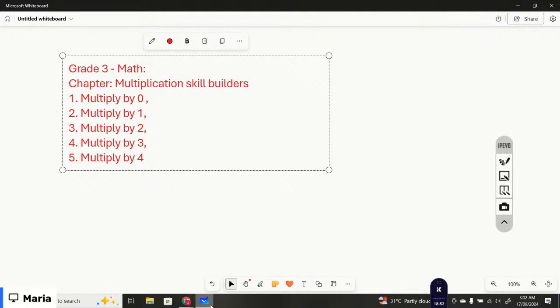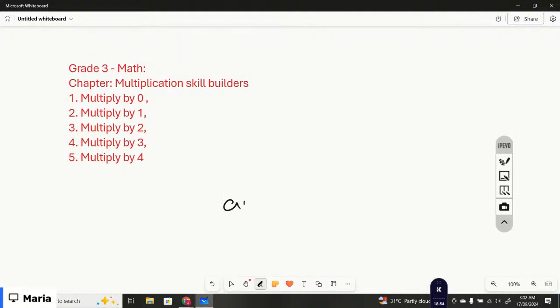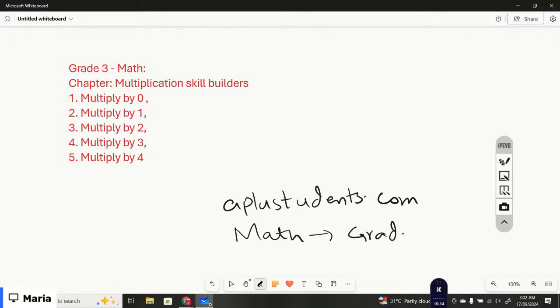You can find all the lessons on aplusstudents.com. You have to log in there using your email address and password as provided by the administrator. Then you have to select math from the subject tab. Scroll down to grade 3 math and then click on view all lessons. There you can find a list of the chapters. We're going to start with the chapter multiplication skill builders.